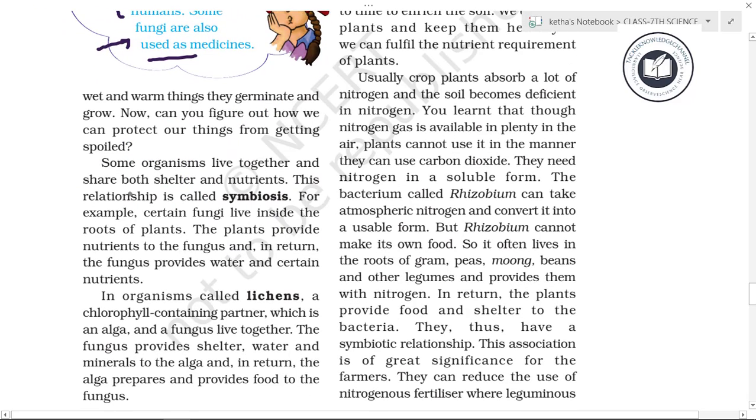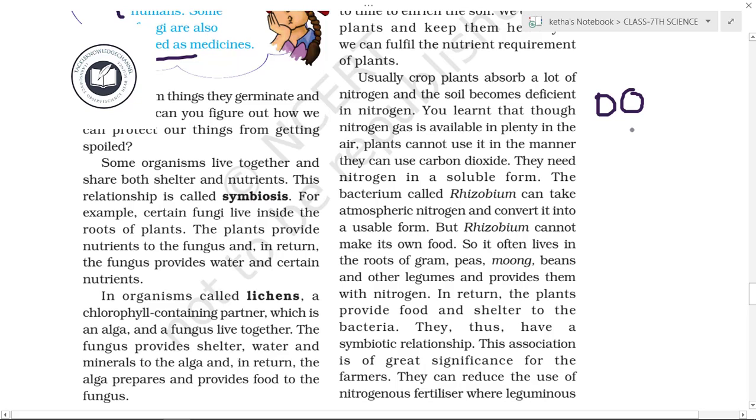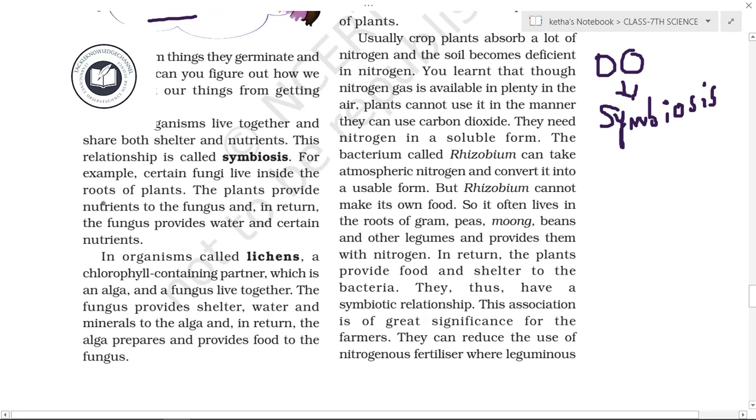Now next, some organisms live together and share both shelter and nutrients. This relationship we call symbiosis. For example, certain fungi live inside the roots of plants. So the fungi live inside the roots of the plant.